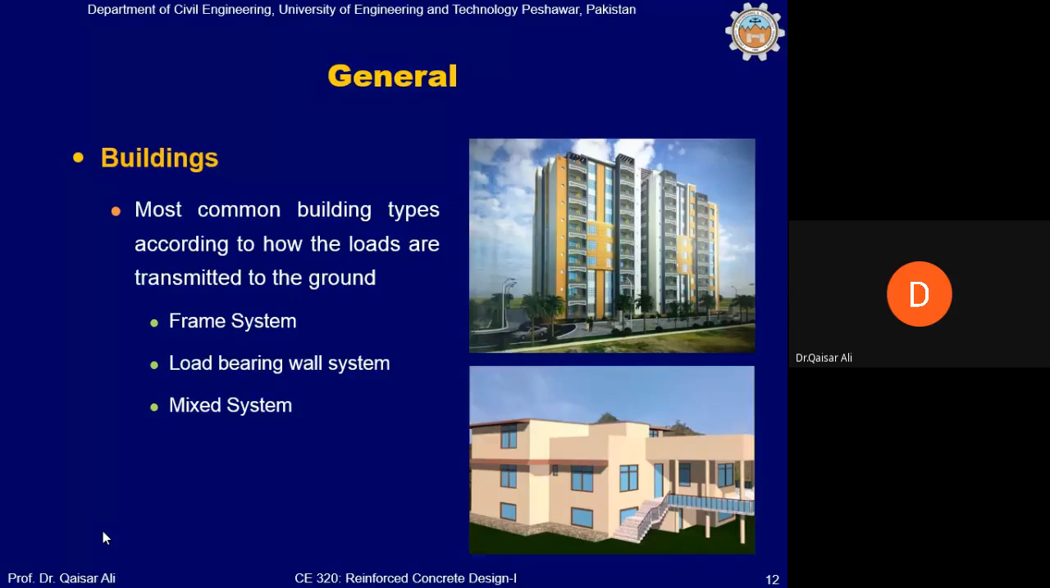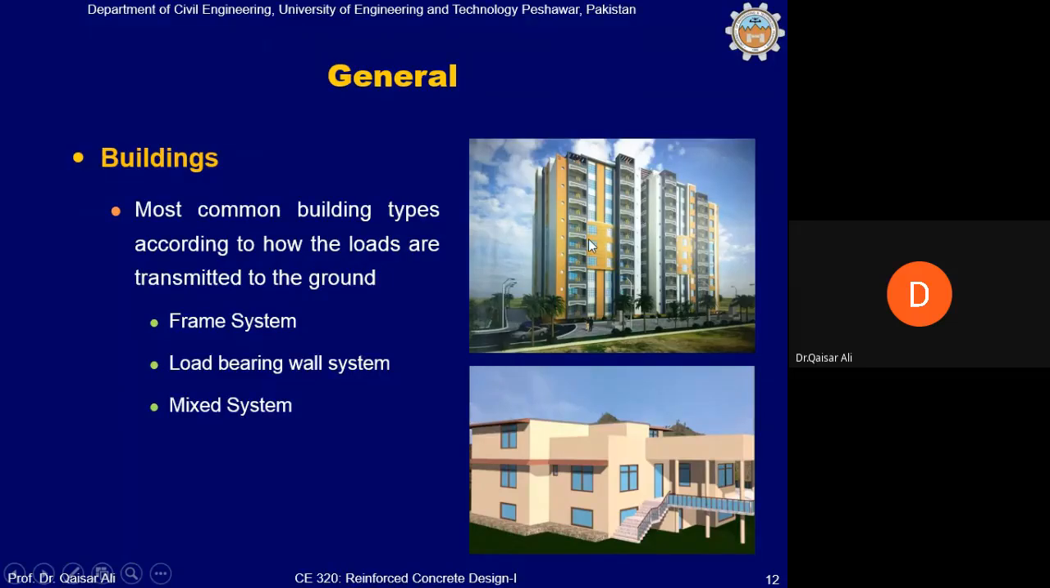Okay, next we will discuss types of buildings. There are basically three types of buildings depending on how the load is transferred to the foundation. One of the building types is a frame system. In a frame system, as you will see in the next slide, the load is transferred from the slab to the beam and to the column, and from the beam and then to the foundation. On the right, you can see a figure of a high-rise building.